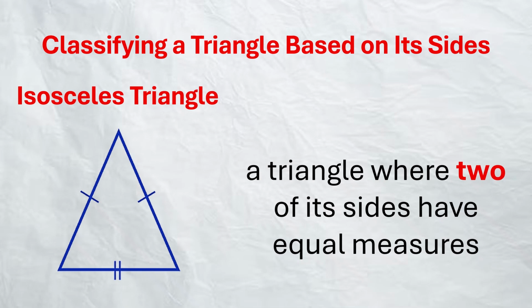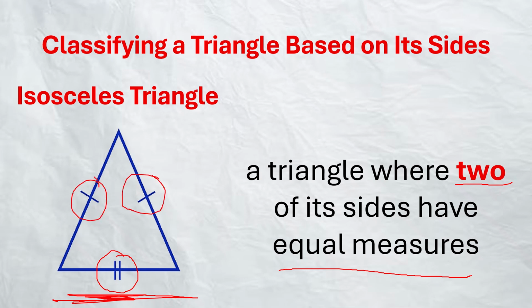An isosceles triangle is a triangle where 2 of its sides have equal measures. This figure, as you can see here, is an example of an isosceles triangle. Note that the third side at the bottom has 2 tick marks. This indicates that the measure of its side is different from the measure of the other 2 sides. So these 2 sides here are equal in measurement, while this third side is not equal to the 2 sides. So therefore, we call it an isosceles triangle.